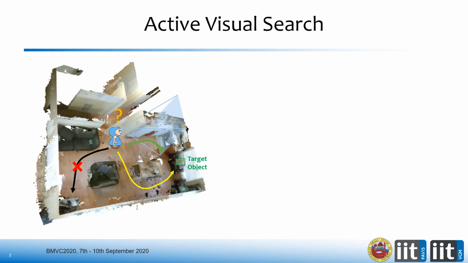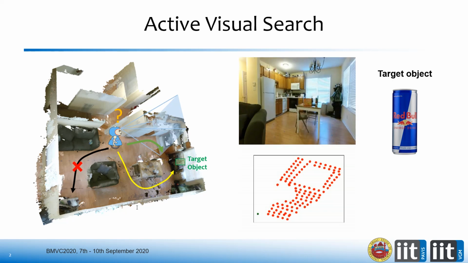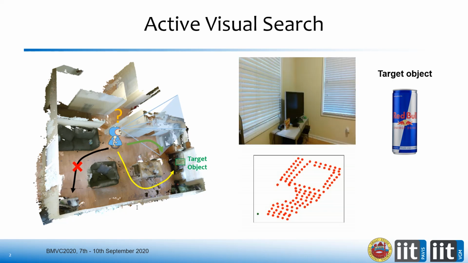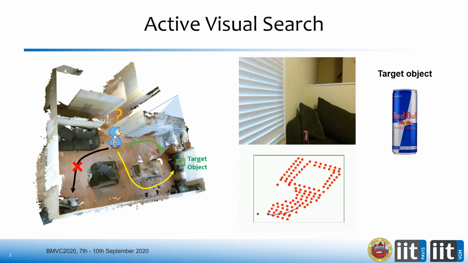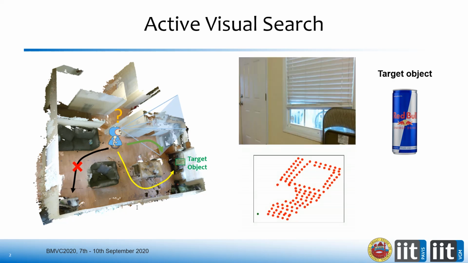While planning the trajectory, the robot must also explore the environment to find the object and estimate its position. On the right side, we have an example where the agent is asked to find a Red Bull can. The robot first rotates standing in the same position, and once the object is detected, it starts moving towards it.